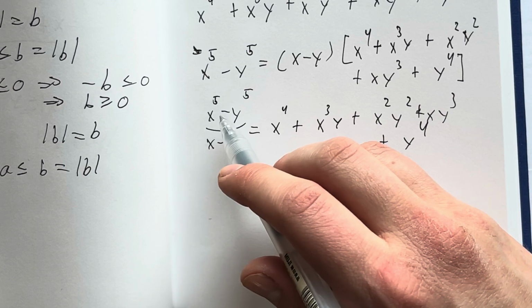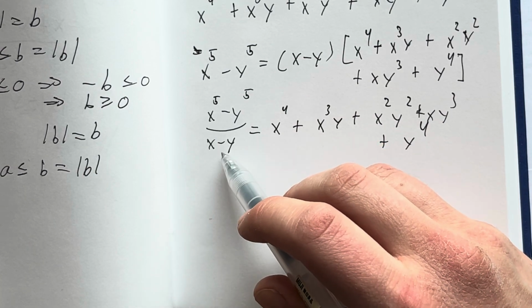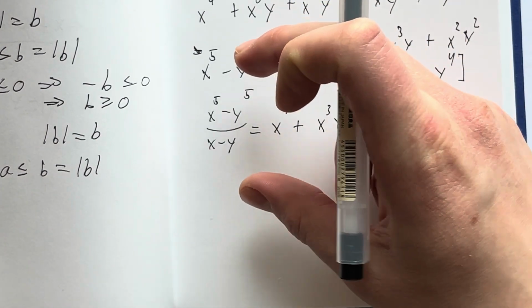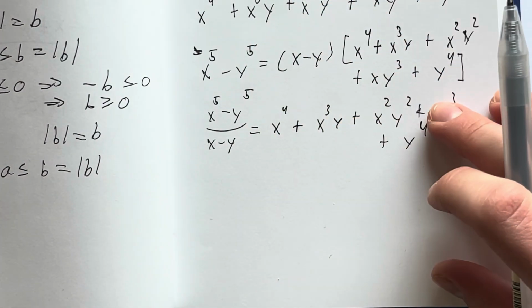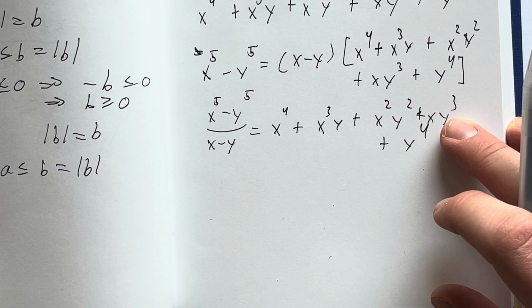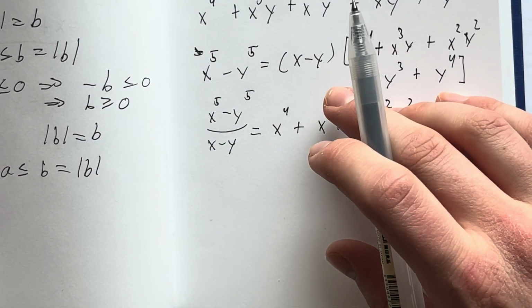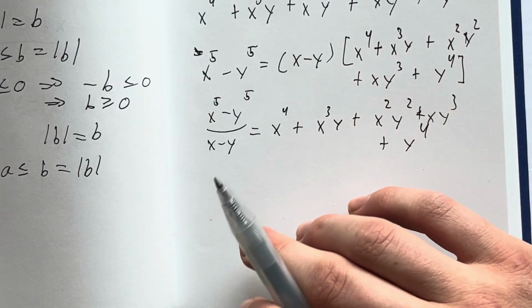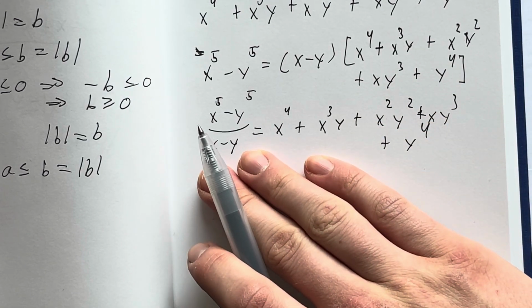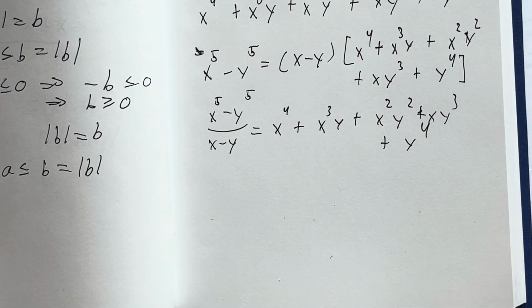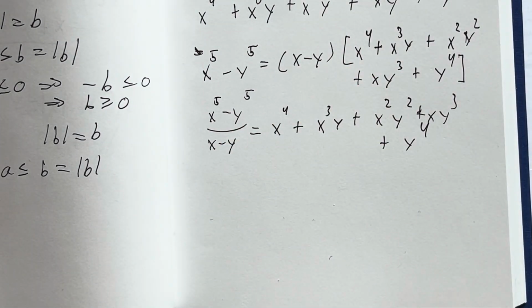That is negative, and also the denominator is negative, and thus the whole expression is positive. Meaning that in both cases, when x is greater than y and x is less than y, the expression is positive, and thus we have proven it.